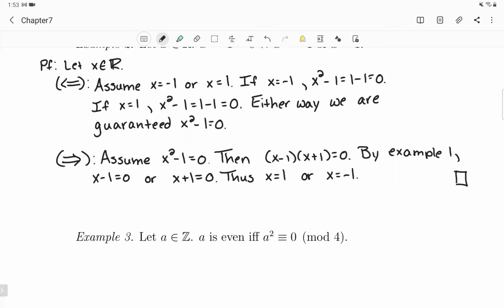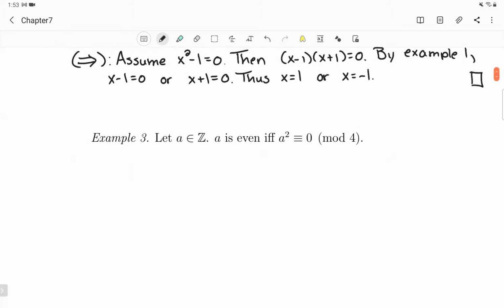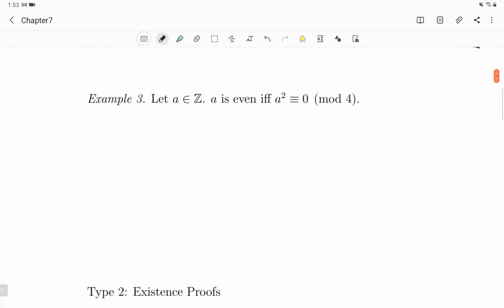All right. Let's definitely do another one. So here's one. Let a be an integer. a is even if and only if a squared is congruent to 0 mod 4. We've actually kind of seen this, but now we're putting a bunch of results together here. So proof, let a be an integer. And that's the only thing that carries through for both directions.